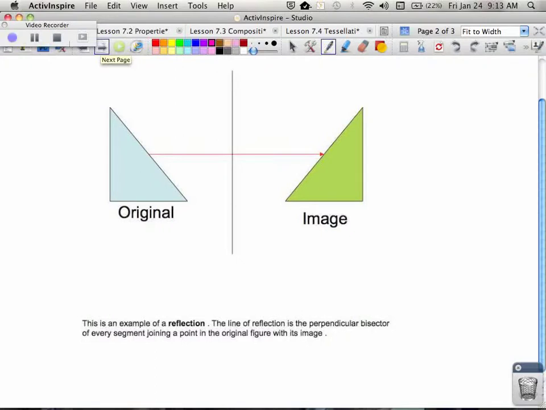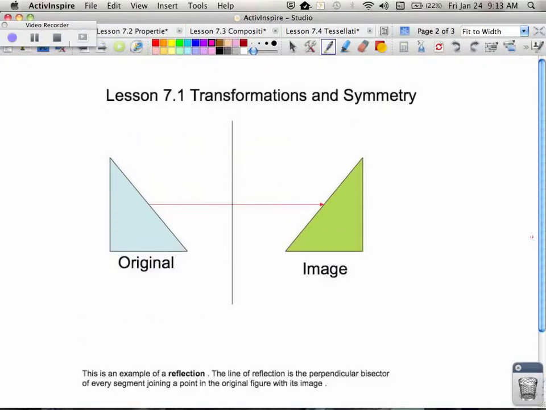In this second slide that we see here, we notice that we have an example of a reflection. This line that's in the middle right here would be like the mirror, and the original blue triangle is being reflected over the line to the green triangle, and the line of reflection is the perpendicular bisector of every segment that joins a point on the original figure and its image.